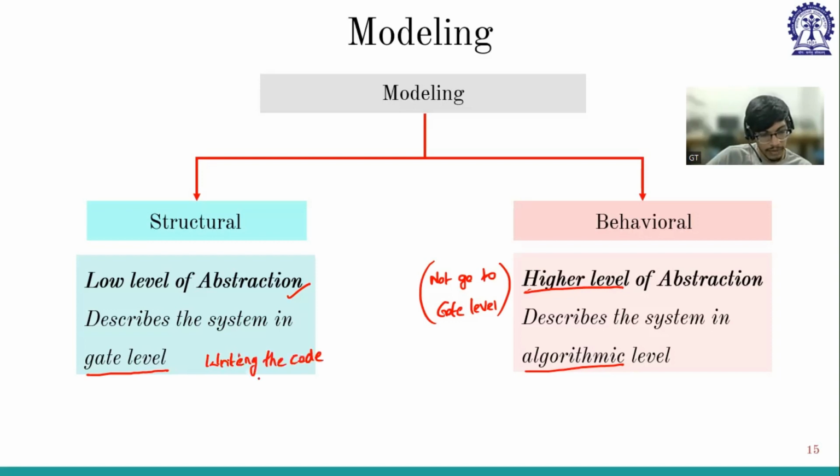Every time, writing at gate level is not an easy task, and it will be very difficult for us to write everything at gate level. So sometimes there should be a trade-off between these two. If you do completely behavioral, then the code will do the mapping to the gates. If you do structural, then the simulator will easily understand. If you completely do this, it becomes very difficult for us.